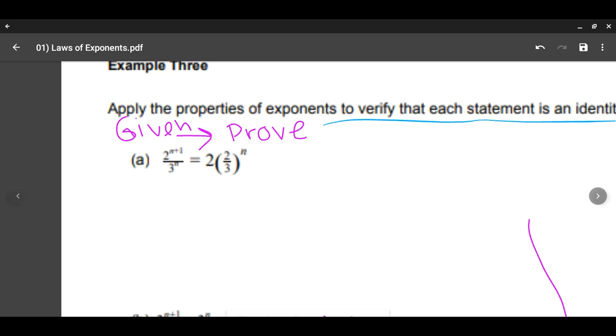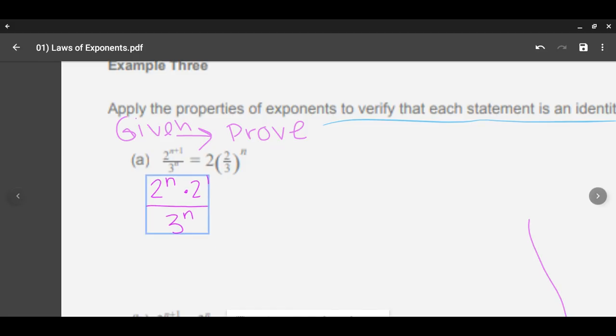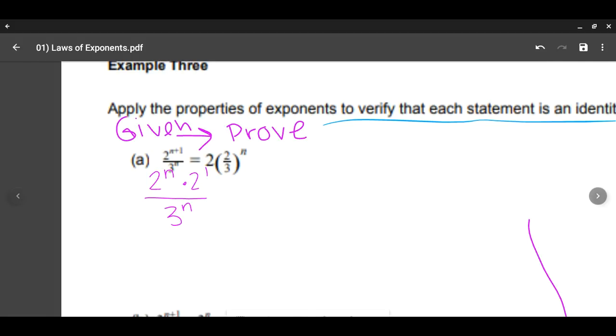So what I would do is I'm going to actually break this down. So the first thing I would do is say 2 to the n plus 1, well, that's the same as 2 to the n times 2 to the first. And that's over 3 to the n. Well, we can rewrite this as, I'm just going to switch the order around. And this is multiplication, so we're allowed to do this. So this is 2 to the first times 2 to the n. And then I'm just going to write this over 3 to the n, which is fine. And so the same thing.